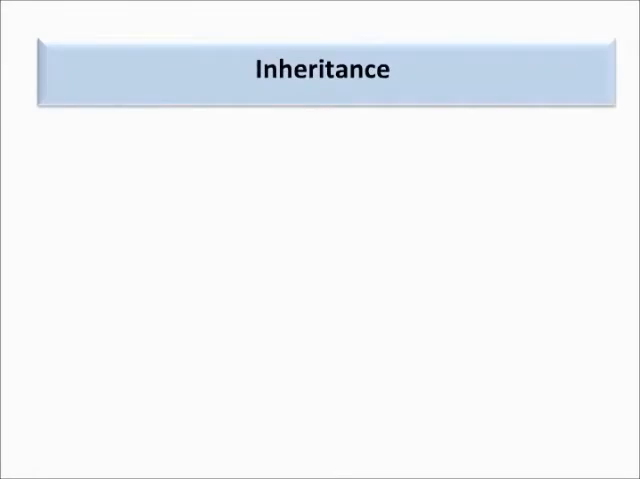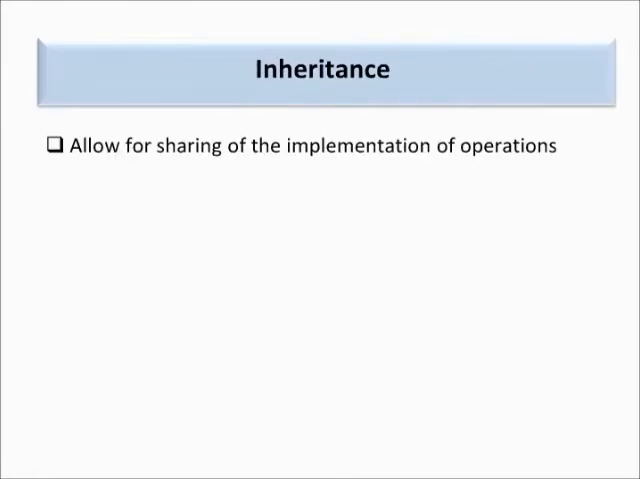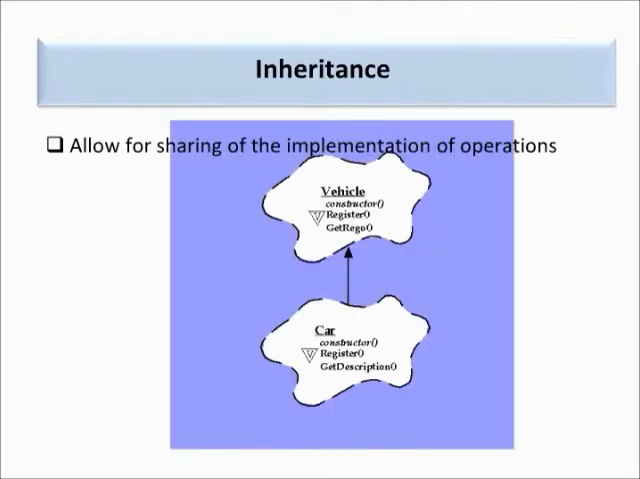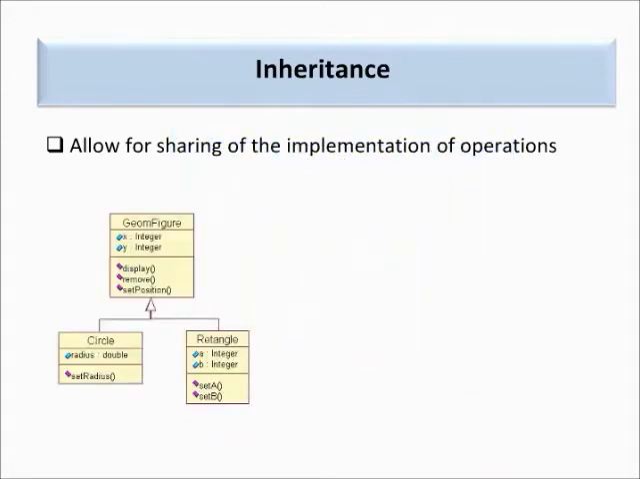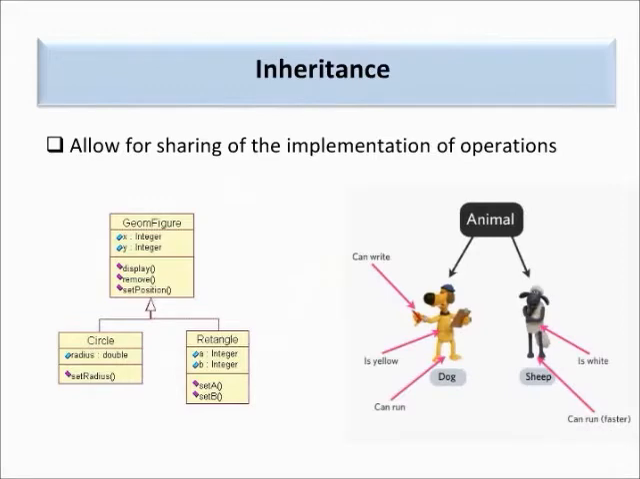Inheritance is where object-oriented systems allow for the sharing of the implementation of operations. Consider the classes and their respective operations shown in the figures. A class, or several classes, are allowed to inherit from a superclass.